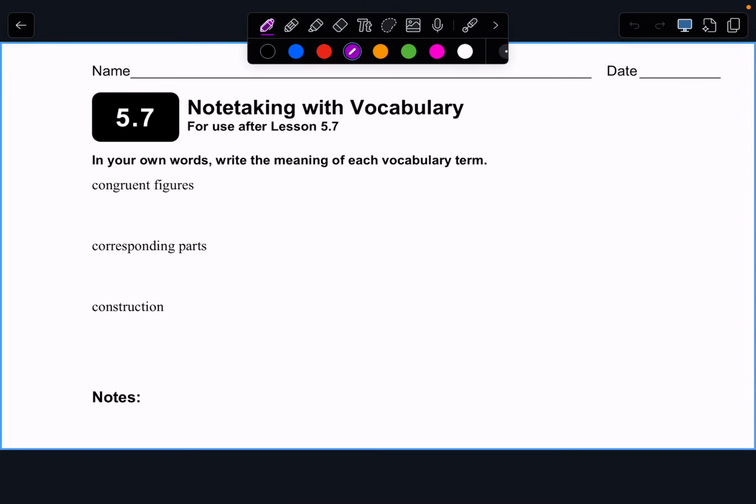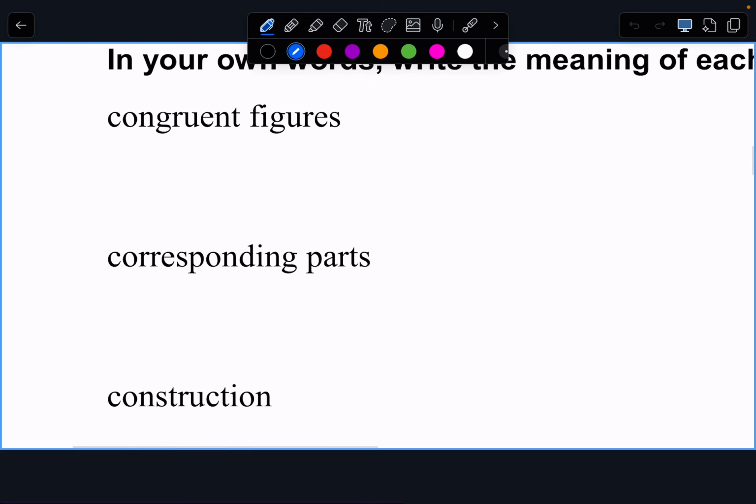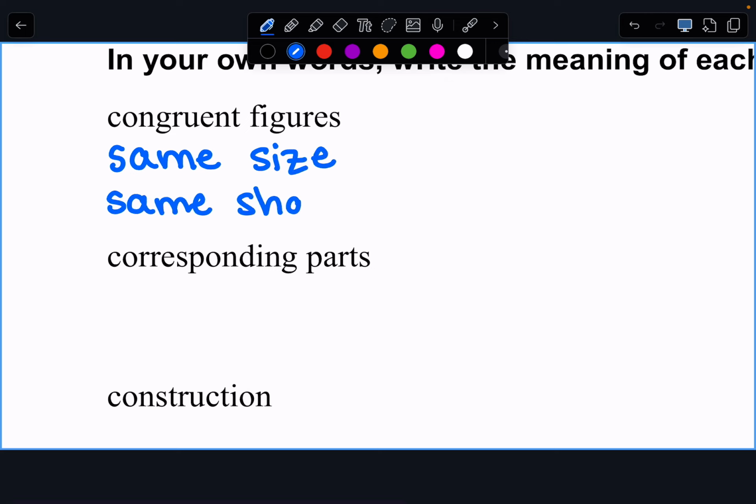What we need to understand is that when we have congruent figures, we know that congruent figures are the same size and the same shape. That's what we've been doing this whole time. Now, what we are going to do today, think of the proofs that we have been doing for the past several days.